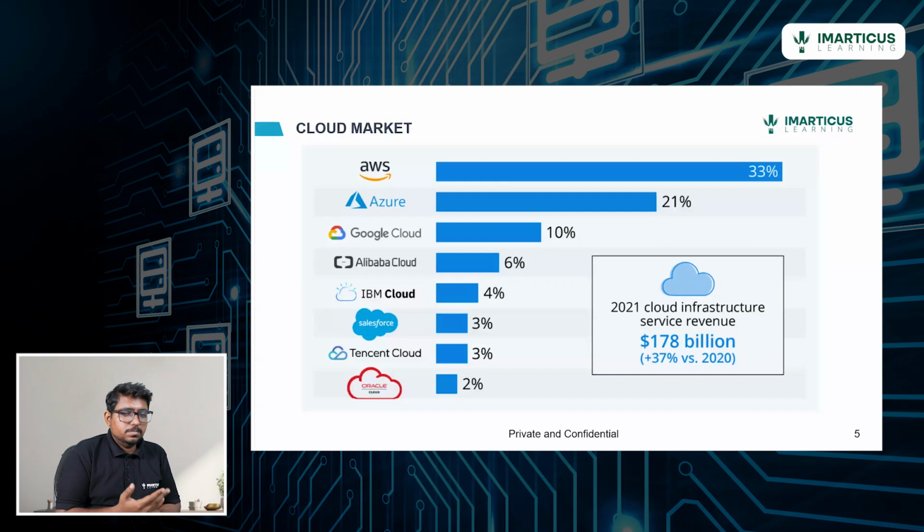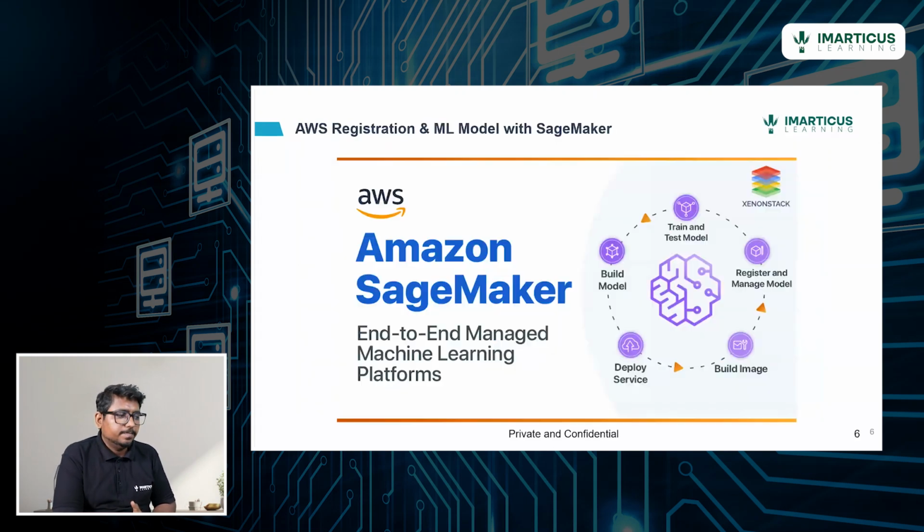Okay, so there are three major providers: AWS, Azure, and Google Cloud. 33% market share is held by AWS because of its services and availability. The most used service in AWS is Amazon SageMaker. If you are a machine learning engineer or data scientist, you will utilize Amazon SageMaker mostly for your work. It is an end-to-end machine learning platform.